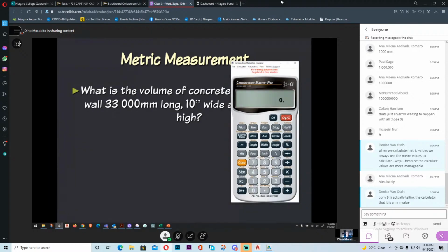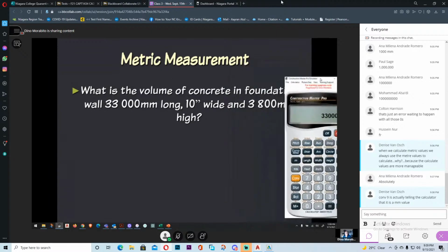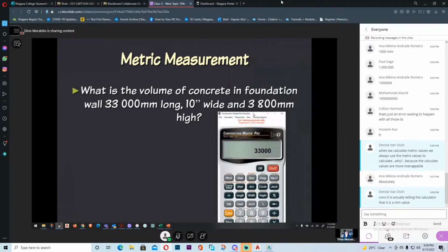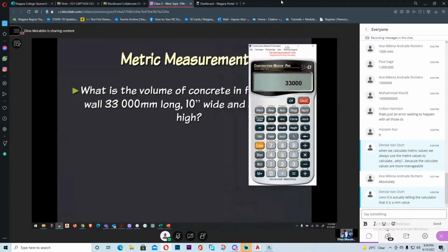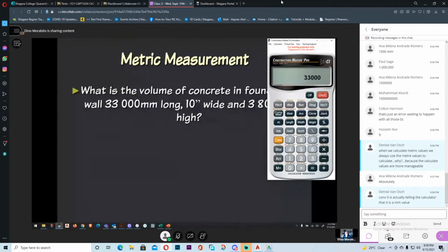I'll clear it, and I'll put in 33,000. Now, you can see it's a lot of extra typing. It would be just as easy to put that in as 33 meters if I had just read it that way. Okay, let's remember it's 3,800 millimeters. Let's set the units on it.